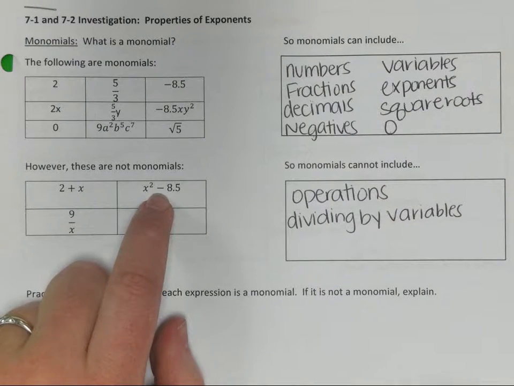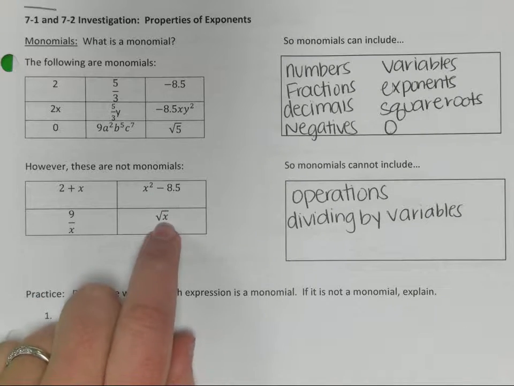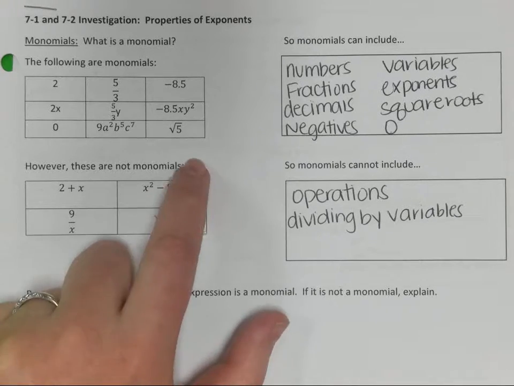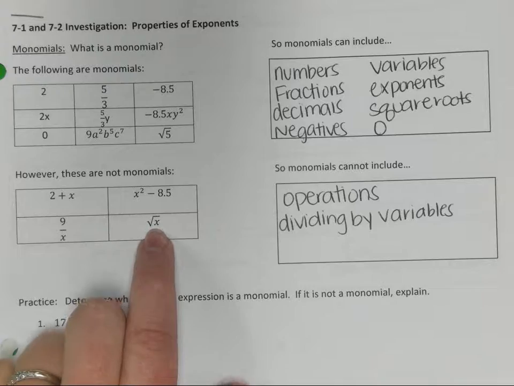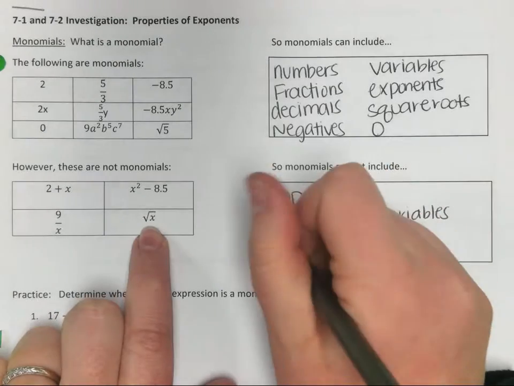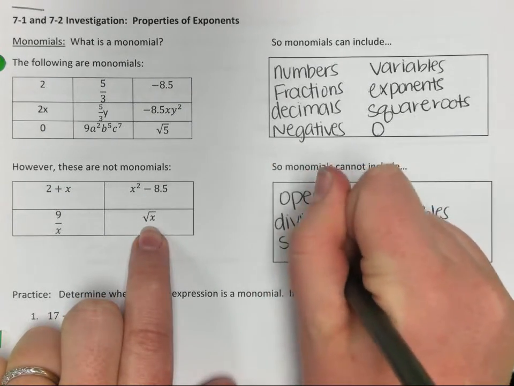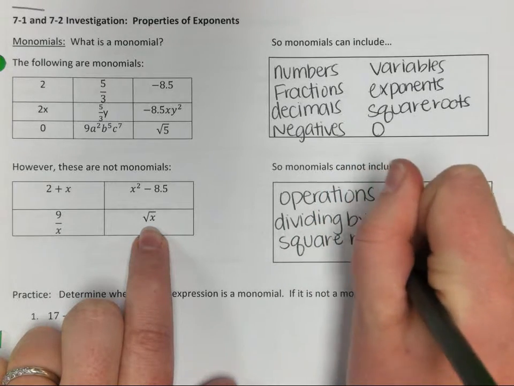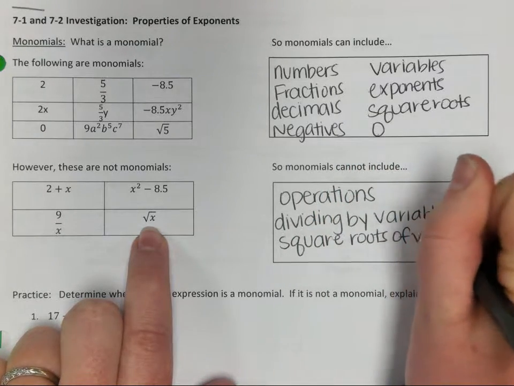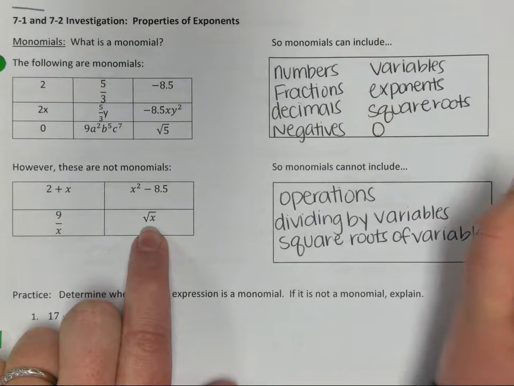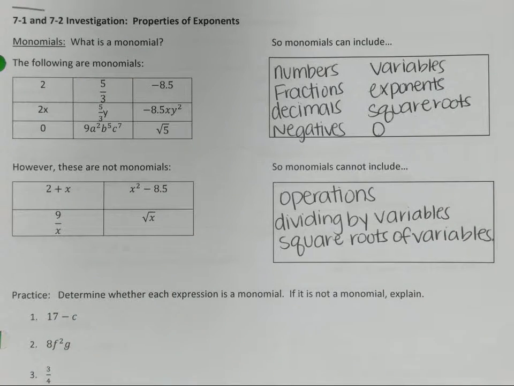Again, this one includes an operation. That's why it is not a monomial. Square root of x. What makes that different than the square root of 5? Because it's a variable. So monomials cannot include square roots of variables. Okay, so we have lots of things that it can include, and then a few things that it cannot include: dividing by variables, taking square roots, cube roots, any type of roots of variables, radical variables, and operations.